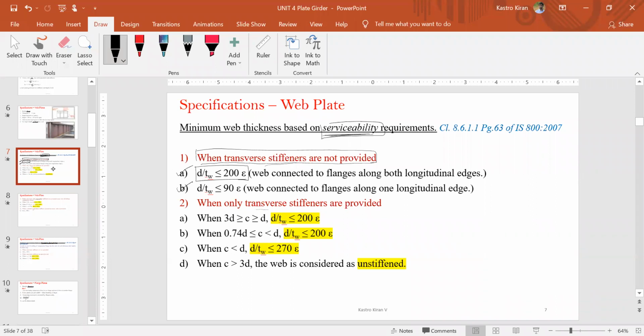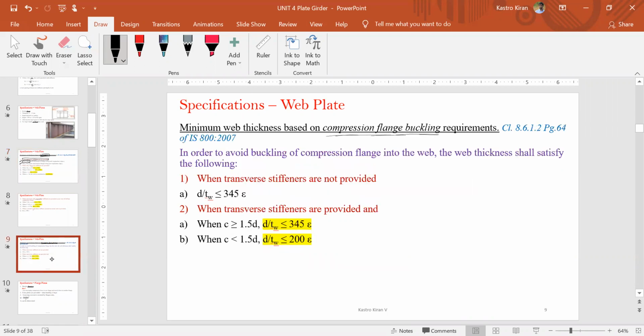Now let's look at the minimum web thickness based on the compression flange buckling criteria. So here also you have cases. The first case is when transverse stiffeners are not provided, and the second is when transverse stiffeners are provided. These are the only two cases which you have. So here, which criteria is getting satisfied? When transverse stiffeners are not provided. So this is our case. Here the value of d by tw must be less than or equals to 345.